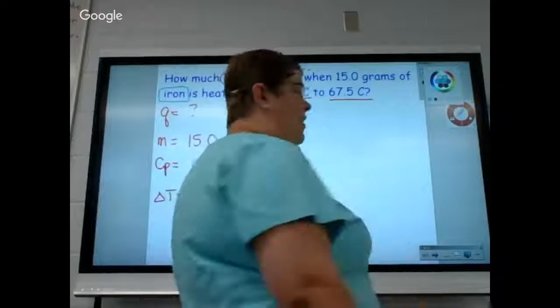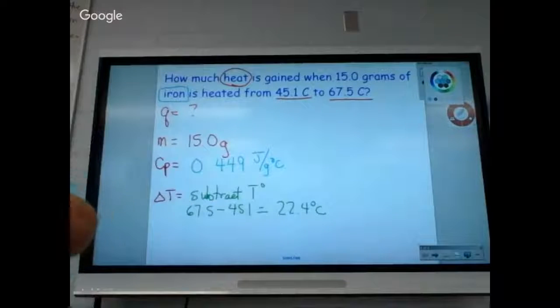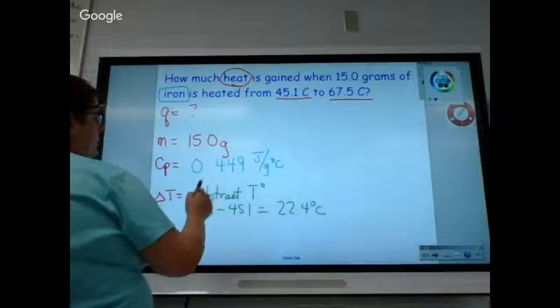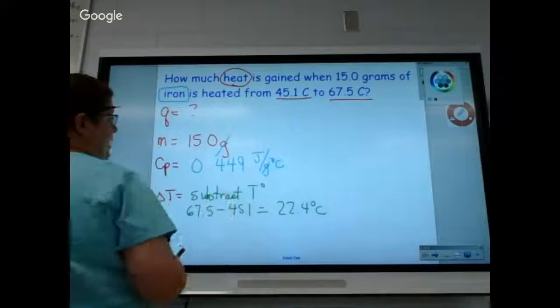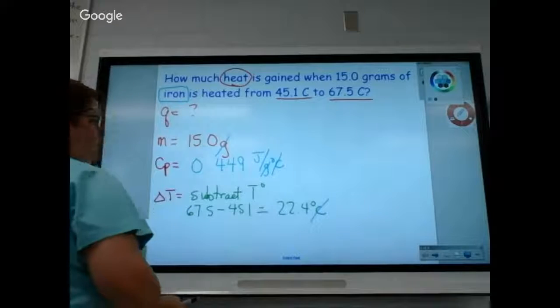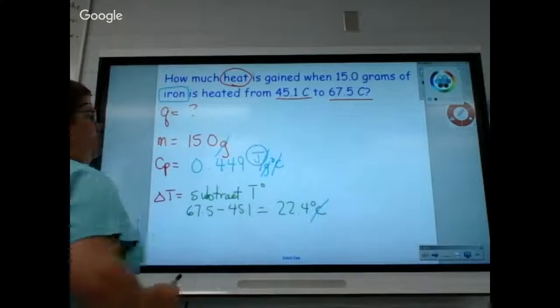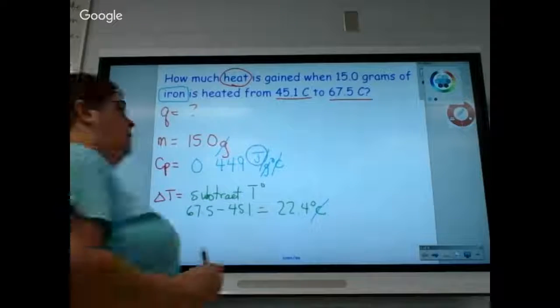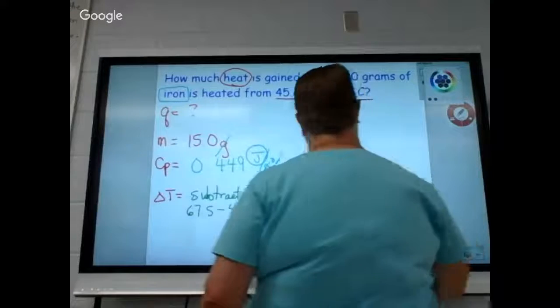Now, the reason I had you write that down is you're going to need a unit for your Q. So what's going to happen to our G's? They cancel out. What happens to our Celsius? They cancel out. And so we're going to be left with what? Going to be left with a joule, just so you know your unit. All right, so our formula is what?